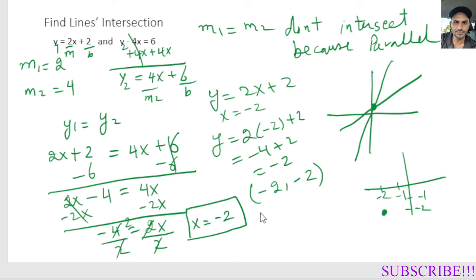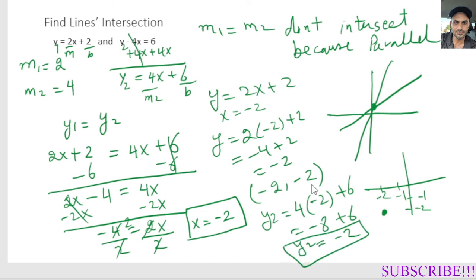All right. Now, if you want to verify that this is correct or not, you can also plug in this x value into the second equation. So we have y2 equals 4, and we plug in -2 there, and plus 6. So -8 here, when you multiply 4 by -2, and plus 6 here, you get -2. So you can verify using both equations, basically. When there's an intersection, the point is going to have the same y value for both lines.